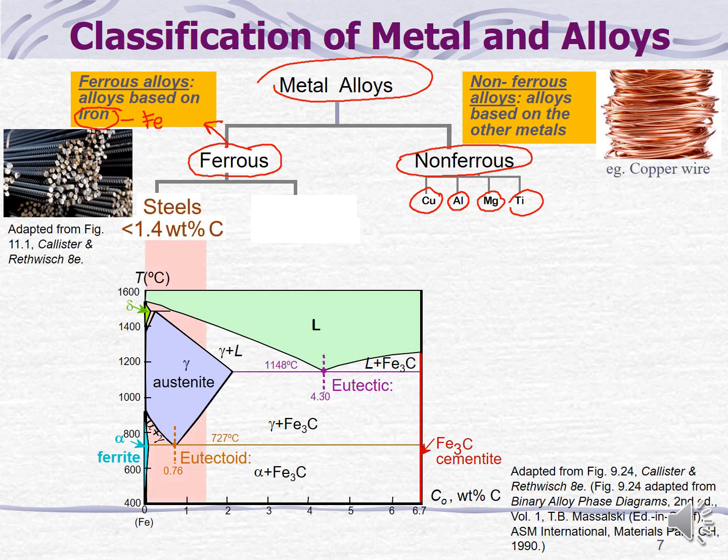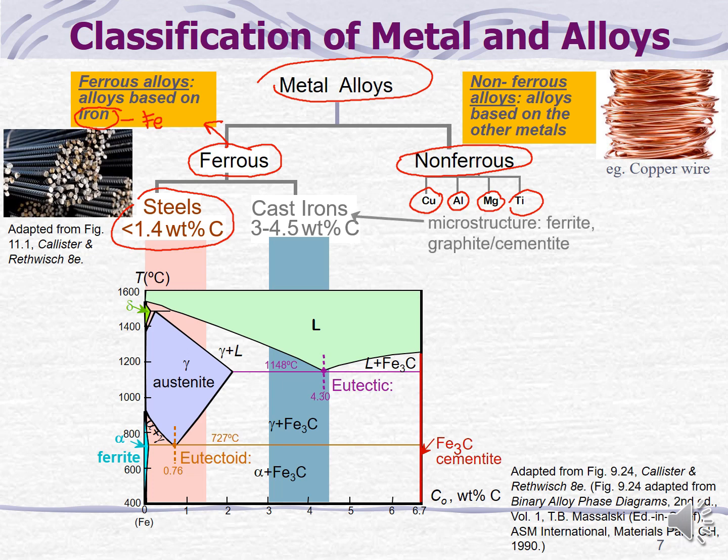For the ferrous, it can also be divided into another two groups. One is steel. Another group is cast iron. What is the difference between these two groups? The difference is in terms of the percent of carbon.